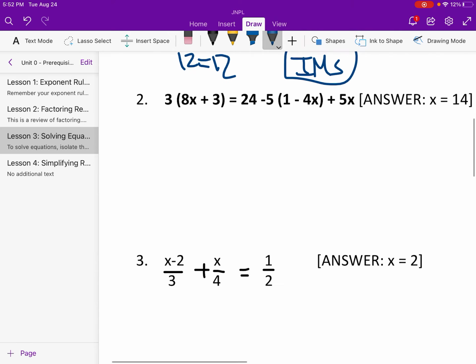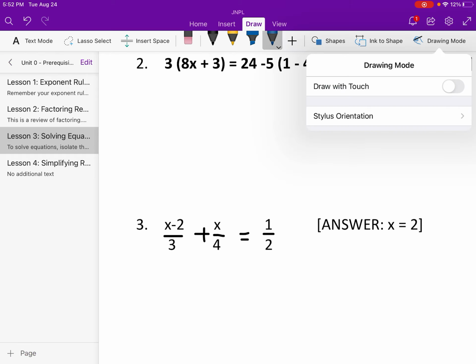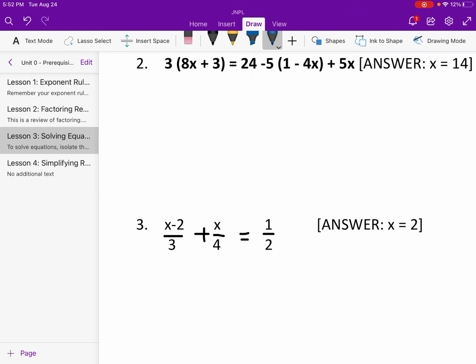Anyways, this one, number 1, should have had infinitely many solutions. Okay, I can't talk today, can I? I just said it earlier, infinitely many solutions.